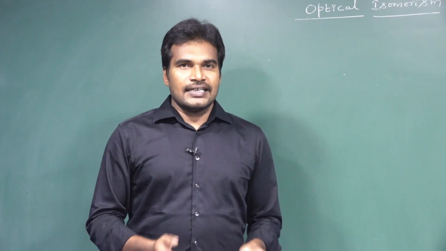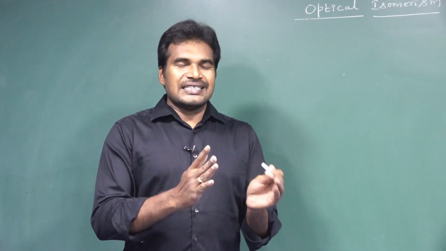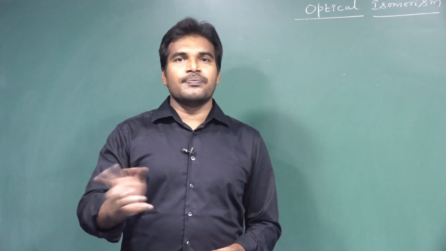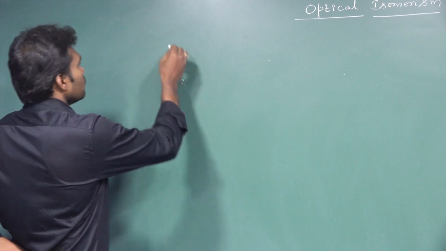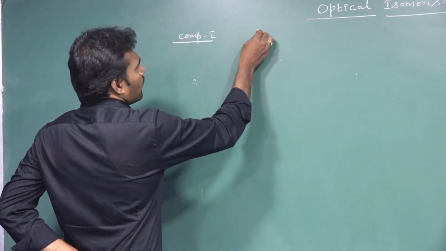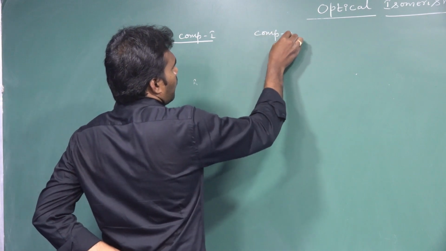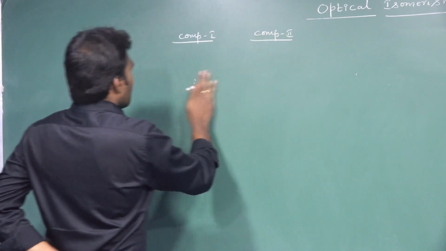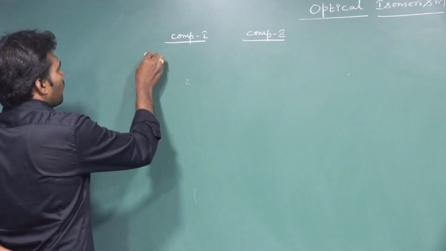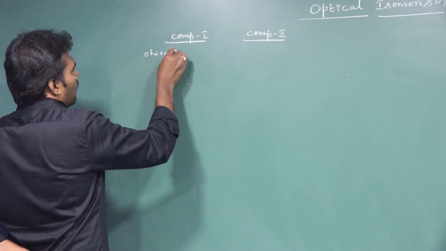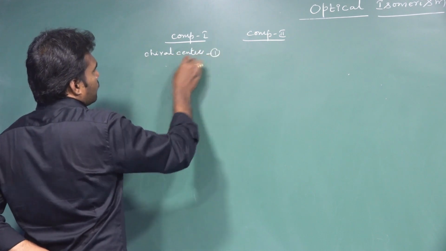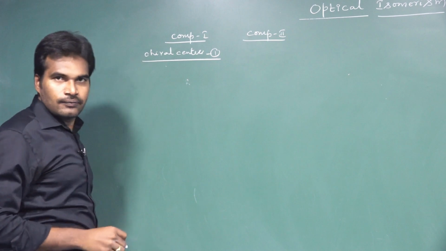Now let us take two compounds. By looking at their configurations, let us give the relation between the two compounds. This is compound 1 and this is compound 2, and these two compounds have only one chiral center. So the number of chiral centers is 1.